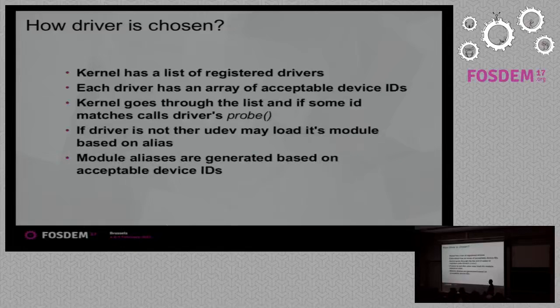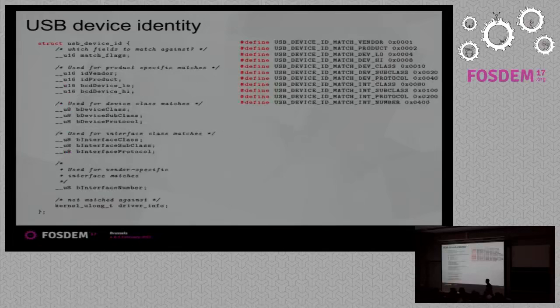What kind of information is stored in the device identity? First of all, we have the field match flags. It informs us which fields we would like to match against. There are suitable defines. The vendor ID and product ID are the pair used if we are going to write a driver for some vendor-specific interface. If you would like to implement a driver for some generic protocol, which is standardized, we will use the information from the interface or device class.